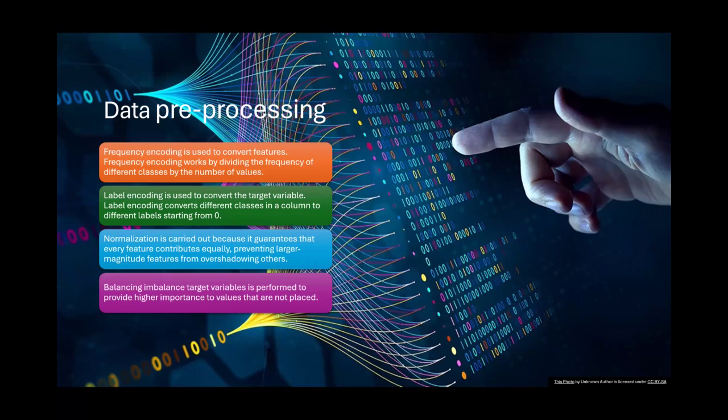Second thing is label encoding. It is used to convert the target variable. Label encoding converts different classes in a column to different labels starting from zero. The third preprocessing technique used is normalization. It is carried out because it guarantees that every feature contributes equally, preventing large magnitude features from overshadowing others.